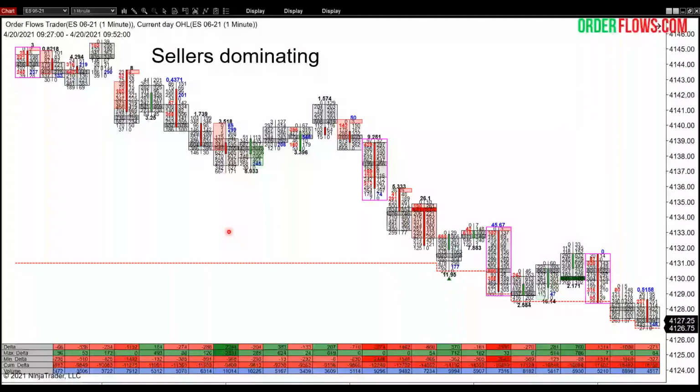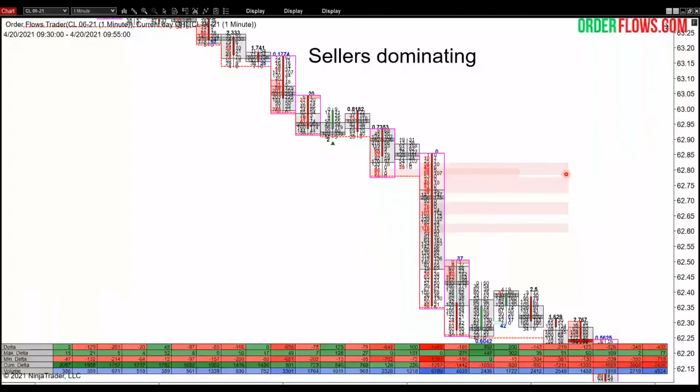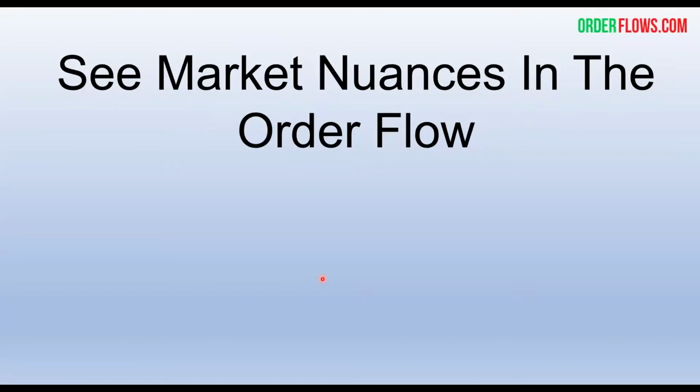You want to know when the sellers are dominating or when the buyers are dominating, right? Here's buyers dominating as the market is shooting up off the lows of the day. Okay, sellers dominating, as the market is just falling off a cliff, boom, boom, boom. You're seeing a lot of selling imbalances, stacked selling imbalances, strong negative delta, very little aggressive buying happening, right? So that's how order flow is really going to help you in that sense.